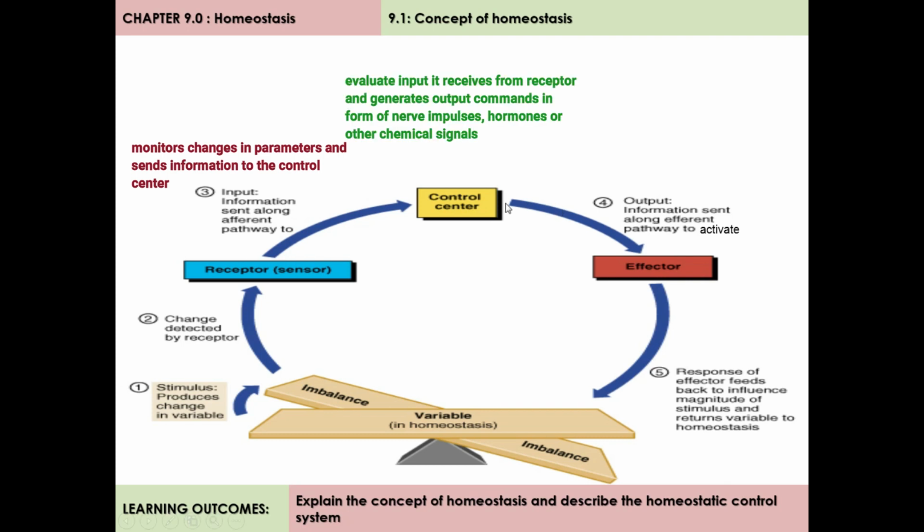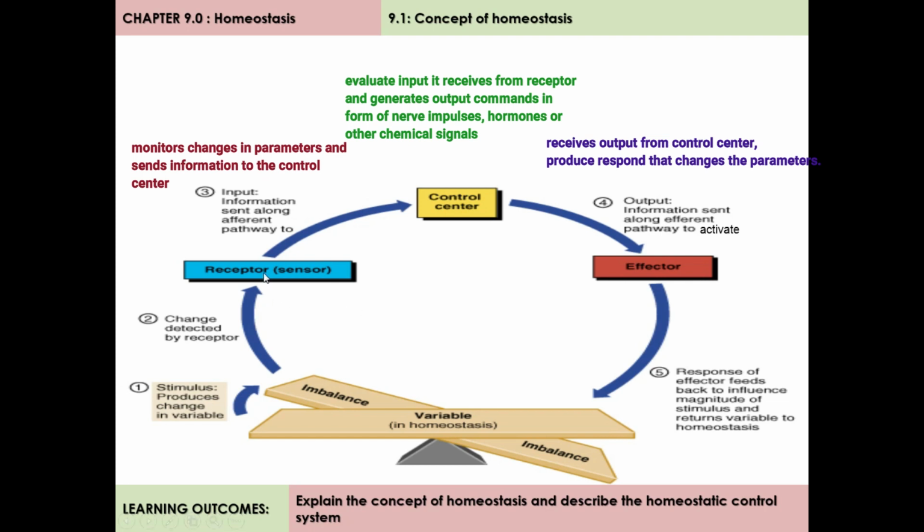The second one is the control center. The control center will evaluate the inputs received from the receptor and generate output commands in the form of either nerve impulses, hormones or other chemical signals to the effector. And the effector receives output from the control center and produces a response that changes the parameters.